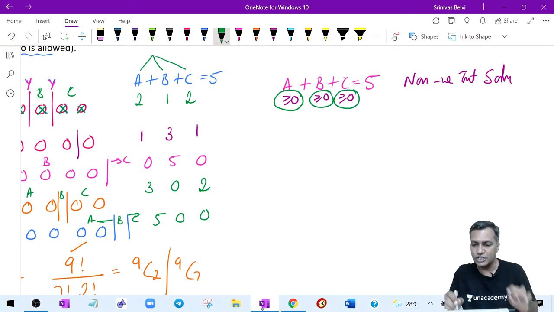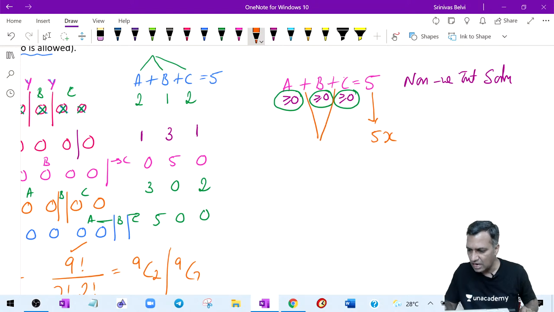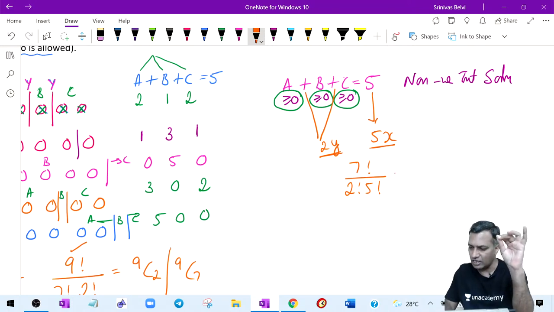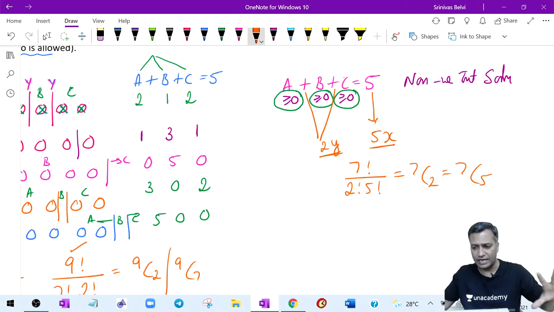If this condition is true, then these 5, I would call 5 x's. And these two plus signs, which you can take as the lines of division, I call 2 y's. Hence, in total, you have 2 y's and 5 x's. Together, you have 7 objects: 7 factorial divided by 2 factorial, 5 factorial. This can also be written as 7C2 or 7C5. All these values are the same.